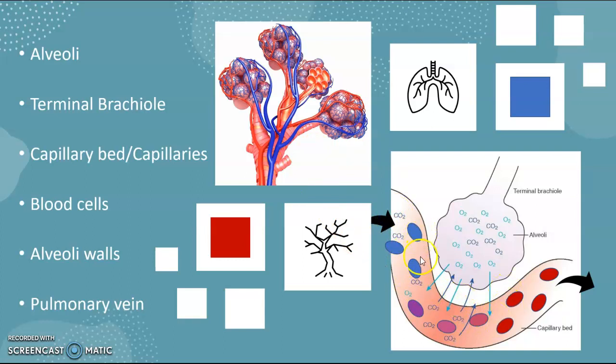Capillaries are blood vessels located in the alveoli walls, and their function is to give oxygen to the blood cells. The ovals in this diagram represent your blood cells. The blue ones are blood cells depleted of oxygen, and it transitions to red as they get oxygenated. Once your blood is oxygenated, it goes through the pulmonary vein and into your heart.